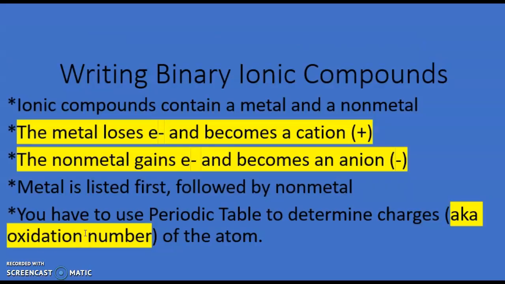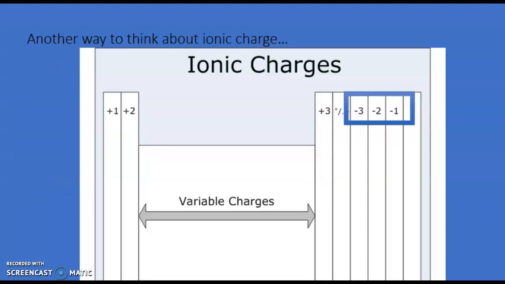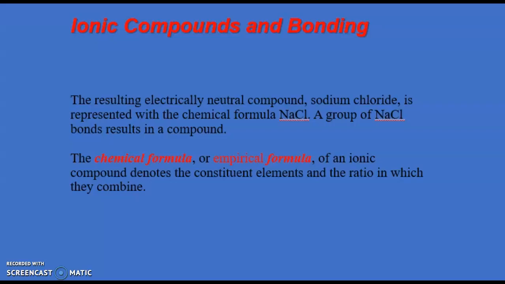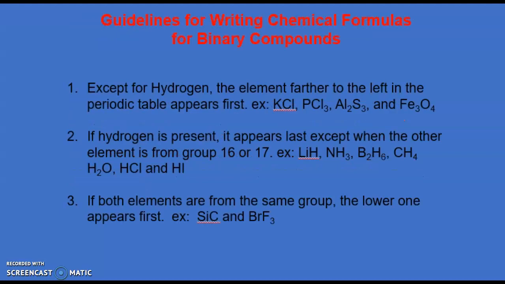Now, if you want to write binary ionic compounds, and again, binary just means a metal and a non-metal, the metal is always going to lose, the non-metal is always going to gain. And again, you can use their charge numbers across the periodic table to look at how they are going to bond. So I'm going to skip this and just go straight to writing guidelines for binary ionic compounds.